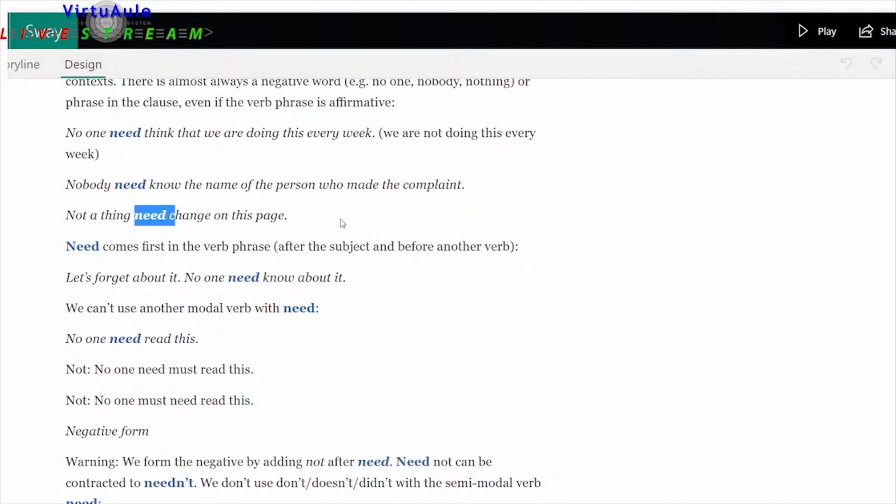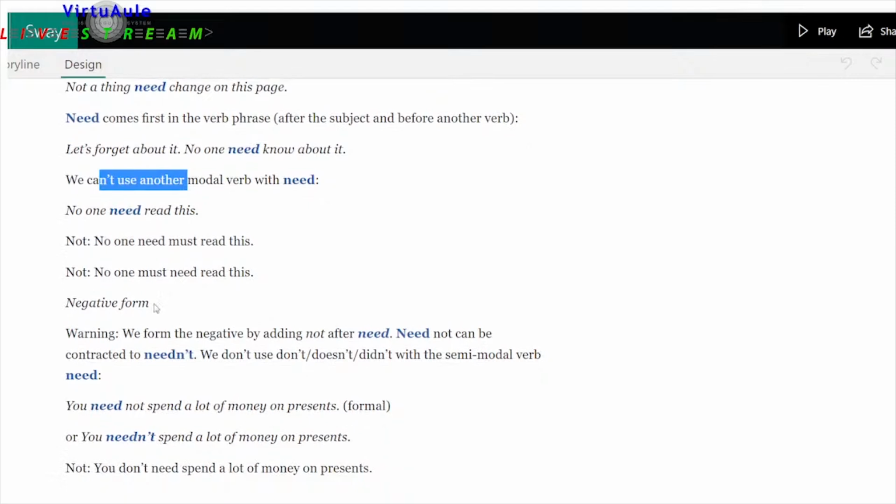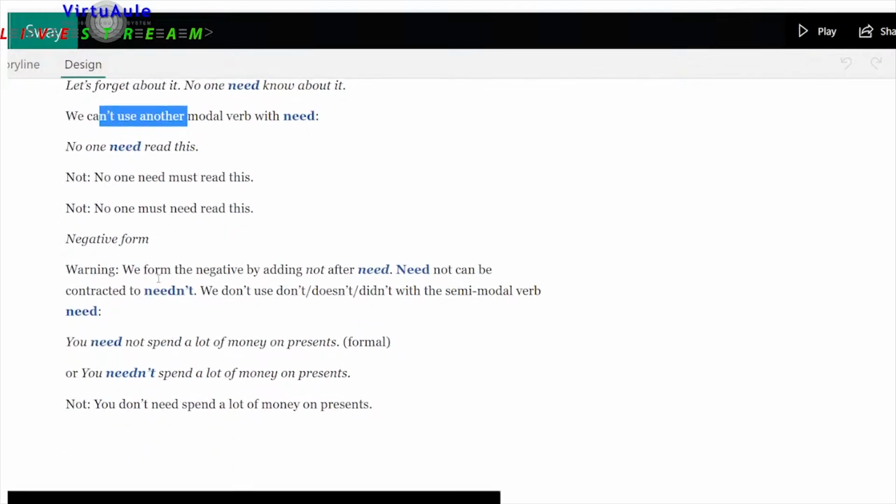Need comes first in the verb phrase, after the subject and before the verb. Nobody need know. It's like an auxiliary. Let's forget about it. Nobody need know about it. We can't use another modal verb with need. No one need read this. Not no one need must read this, or no one must need read this.